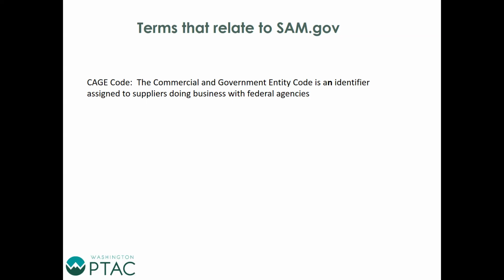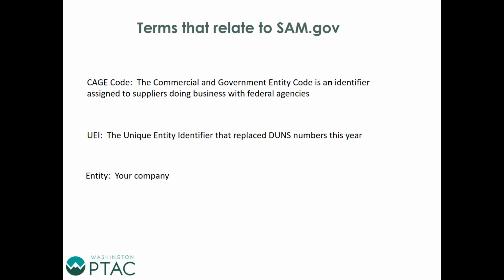So I'm just going to quickly talk about terms that relate to sam.gov for this presentation. One is CAGE code. That's a commercial and government entity code. It's an identifier assigned to suppliers who are doing business with federal agencies. You will know if you need one. It'll be told to you. A UEI is a unique entity identifier that replaced the DUNS numbers this year. So DUNS numbers are no longer used. They've been replaced with the UEI number. And when we use the word entity in the SAM space, it's simply your company, your business.